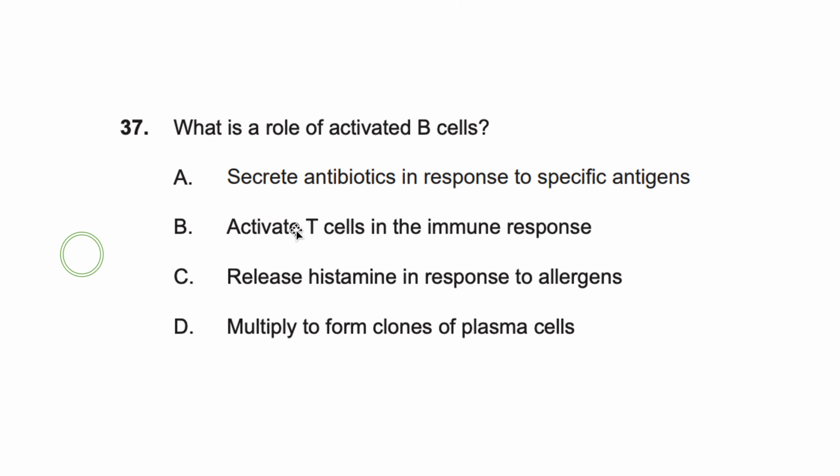It's not antibiotics. They activate T cells. No, they don't. T cells activate B cells. Release histamine. No, they don't. That's another kind of cell called a mast cell, but you guys don't learn about that in the IB. So it must be D. Multiply to form clones of plasma cells. Yes, and these plasma cells can make all these antibodies.